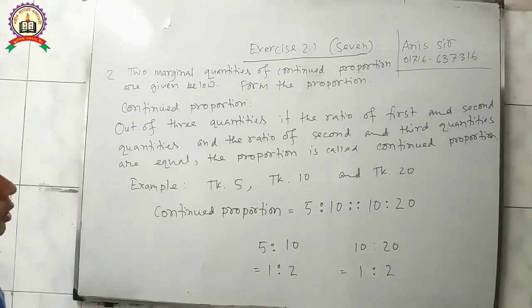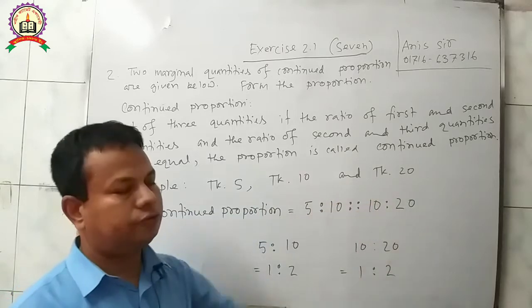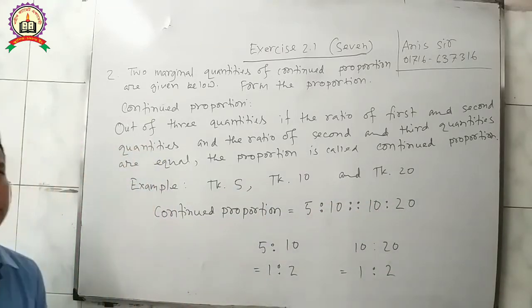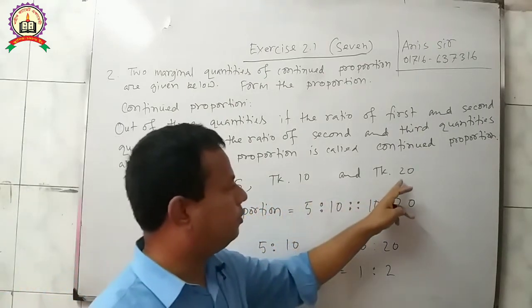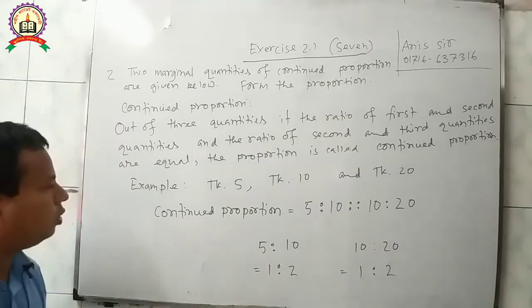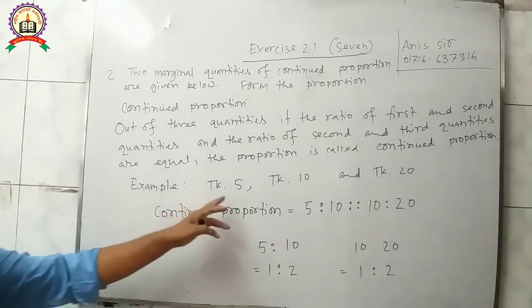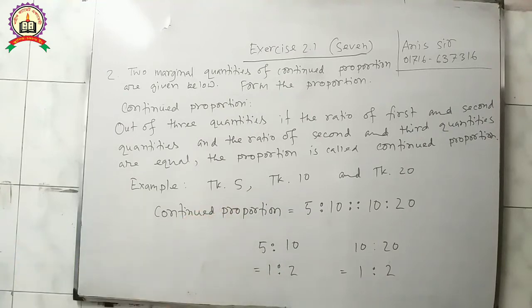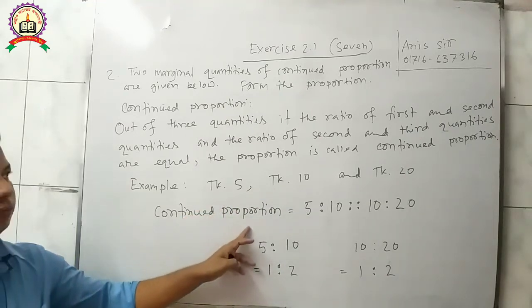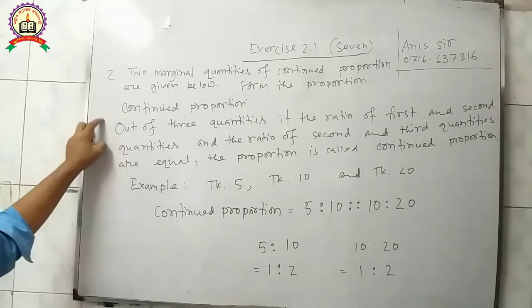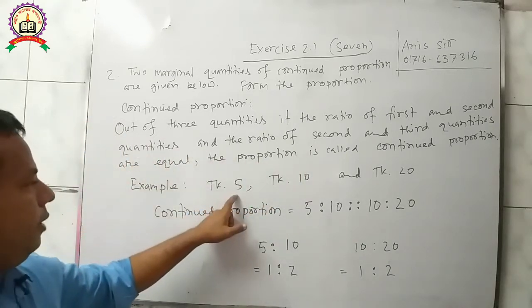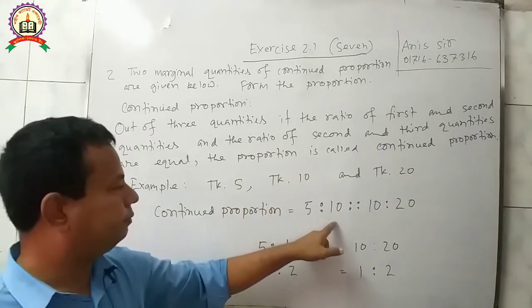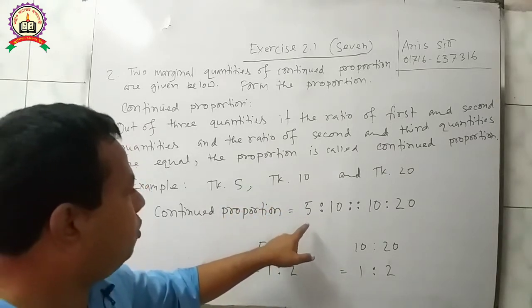Example: 5 taka, 10 taka and 20 taka. There are three quantities. By these three quantities we can form a continued proportion according to the definition. The first ratio will be of the first and second quantities. Here, 5:10 is the first ratio.